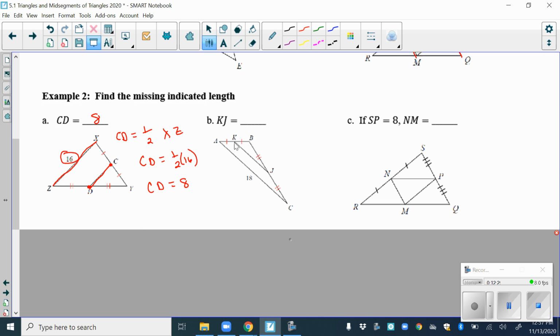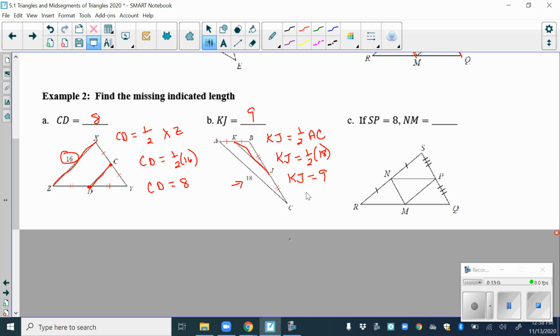KJ, this time we want to find the mid-segment again. It's a mid-segment because we know AK is congruent to KB, and we know BJ is congruent to JC. And then this other side, AC, is 18. So KJ, the mid-segment, is half of side AC. I want to find KJ. It's half of 18, 1/2 times 18. Half of 18 is 9.